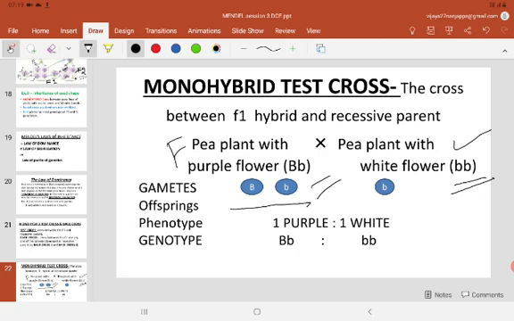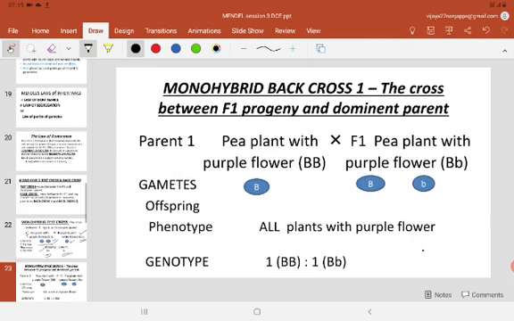And then the recessive parent will produce only one type of gametes, wherein all the gametes will have only one allele, that is the small b. When random fusion takes place, it results in the production of 1:1 purple and white flowers, the genotype being capital B, small b, and the white flower has small b and small b. Recessive character invariably will have small b only. Then only it can have the white flower.